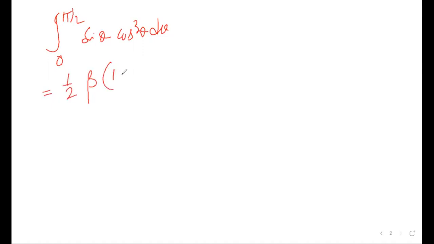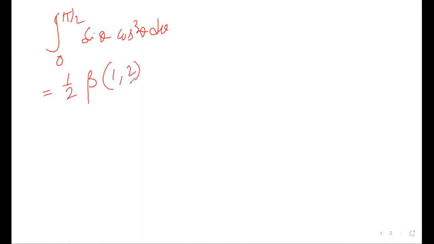Now, what was the integration? That is 0 to pi by 2 of sine theta cos cube theta d theta, and we have just solved it. Its value is 1 by 4. Now using the concept of beta function, we can write half of beta 1 comma 2.